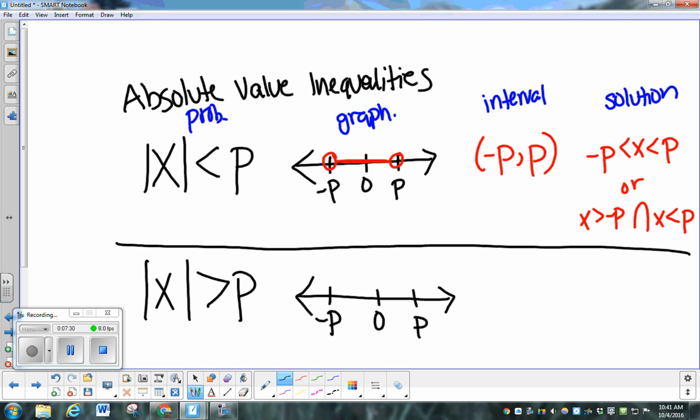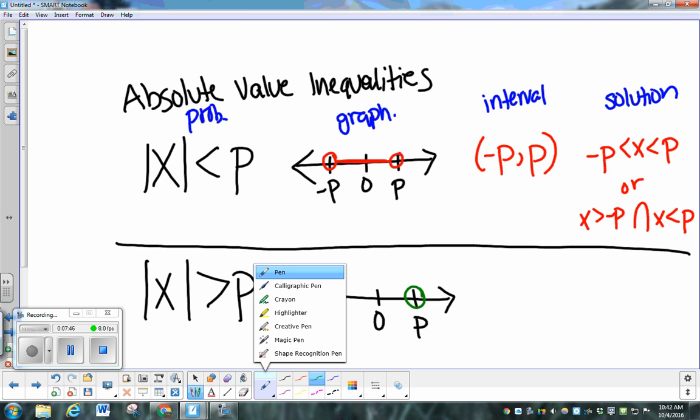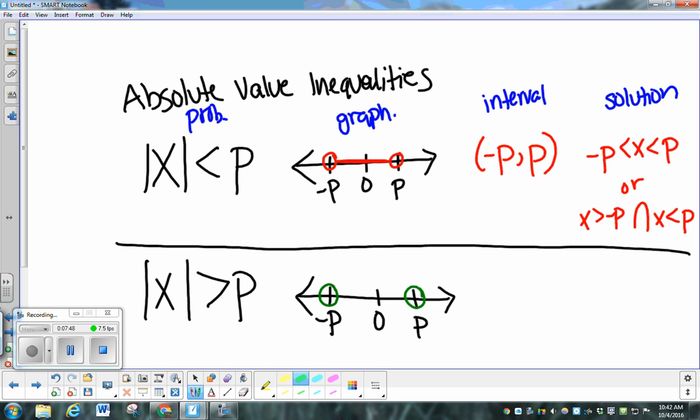So we know that the distance from X to 0 is greater than P units. So maybe P is 3 or 4. It has to be more than that many units away from 0. In this case, we're not including those P's because it's just less than or greater than, it's not or equal to. And then it has to be more than that many units away from 0. So we're going in these opposite directions.